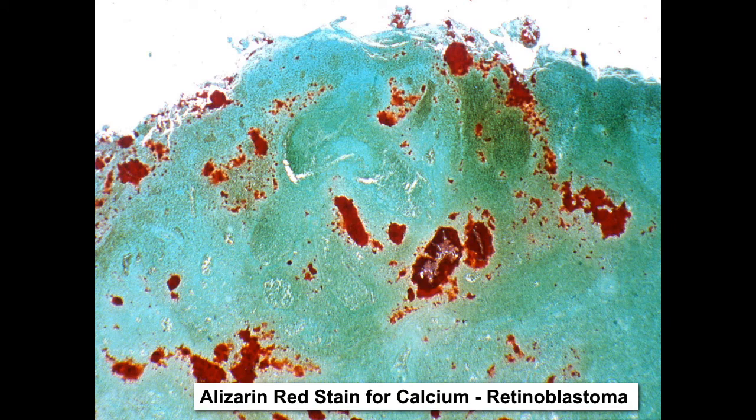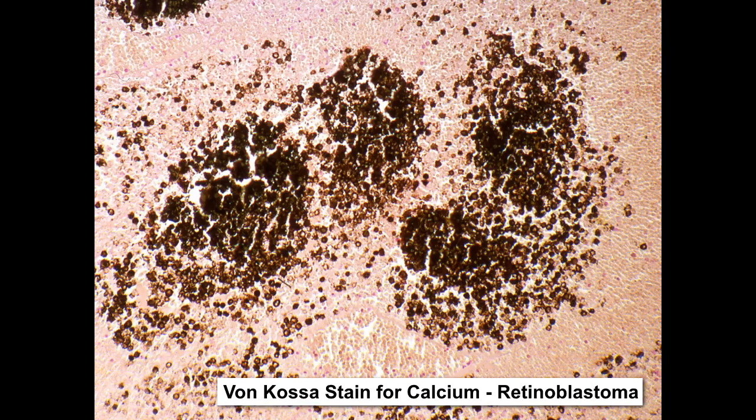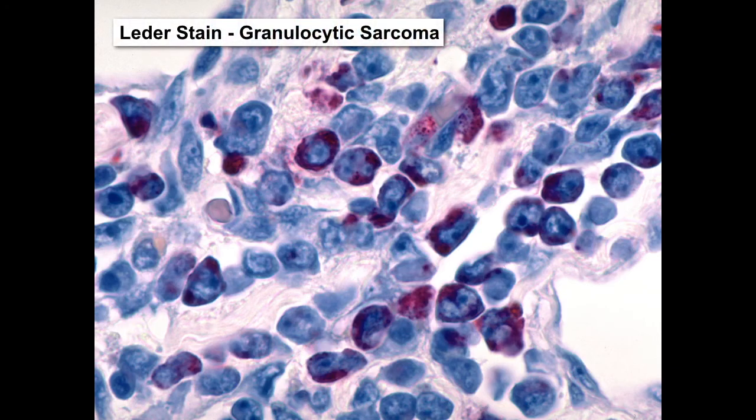This is the alizarin red stain for calcium, demonstrating calcification within a retinoblastoma. The von Kossa stain for calcium actually stains anions associated with the calcium. The leder esterase stain for granulocytic or myeloid sarcoma has been largely replaced by immunohistochemical stains, which are more specific.